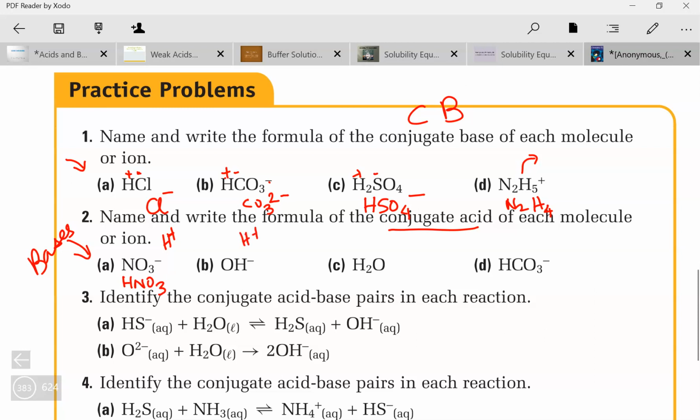H plus is coming in, which leaves me with an HOH. Again, the minus plus get canceled, which is basically water, right? That's H2O. H plus coming in, we're left with an H3O with a plus charge because there was one plus here. And again, H plus coming in, we have H2CO3. The minus and the plus cancel out to give you a neutral molecule.